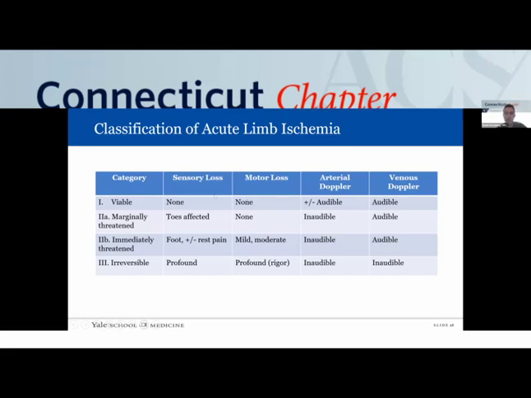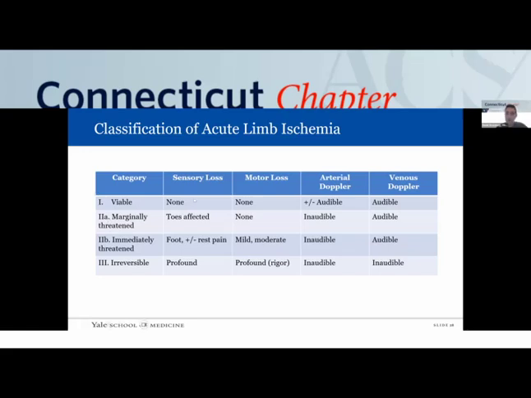So maybe they may or may not have a Doppler signal. They have pain in their leg, but they can feel and they have motor function. So they're Rutherford class 1. So they have a viable extremity. So I would start them on heparin. I would get imaging and decide how aggressive we need to be for this. And many times, patients who are Rutherford class 1 may actually respond to anticoagulation alone.